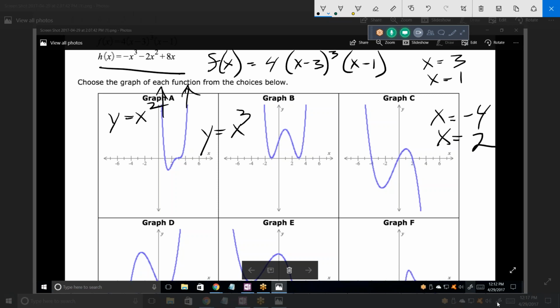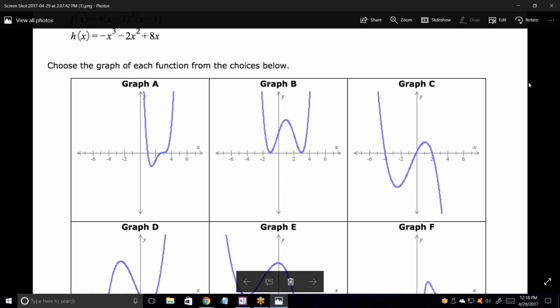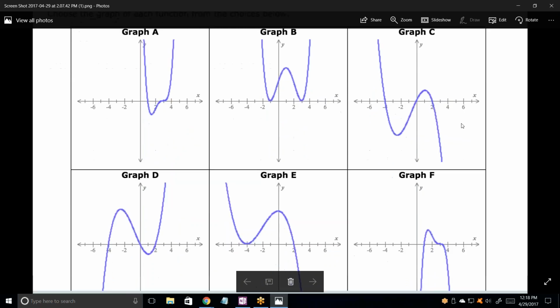And 1. So at 0 itself. Yeah, it's 3 zeros. Okay. No, it's not 1, it's 0. So yeah. -4, 2, and 0. Well, that should be relatively easy to find. 0, 2, and minus 4. Looks like D.